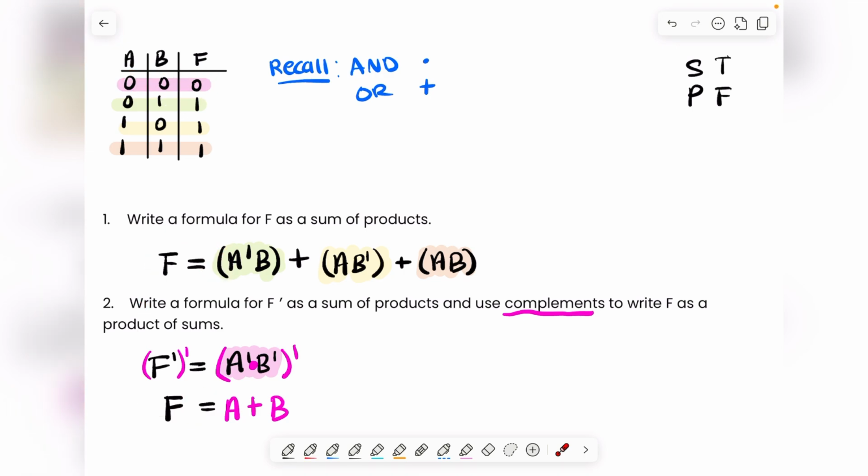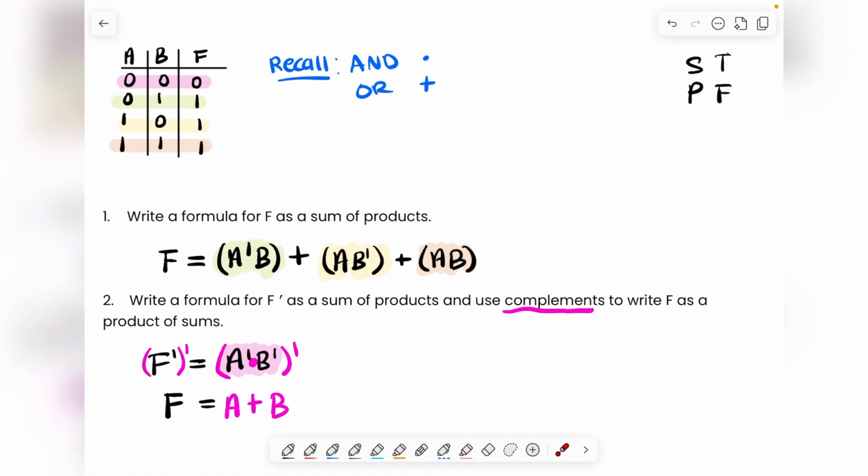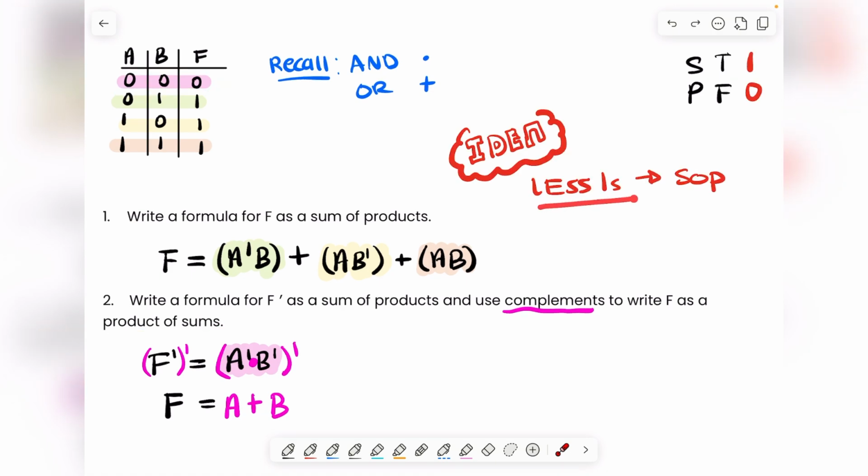Now, why I showed you this example is to get the following idea across. Ask yourself, which one was quicker to do? When you express your formula as a sum of products, you had 3 cases to take care of. When you express your formula as a product of sums, you only had 1 case to take care of. So recall that when you're writing the formula, the idea is when you see less ones, you want to express your formula using the sum of products method.